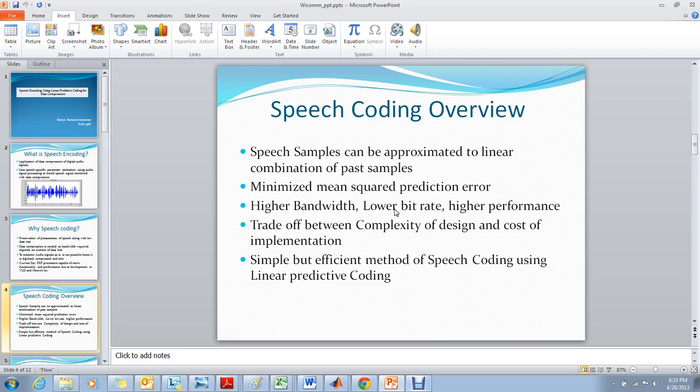The motivation behind speech coding is that because of digital communications evolution, the pressure for high bandwidth and lower error rate, and a better performance with a high quality of voice and intelligibility, should also be considered here. A simple but efficient method of speech coding is done using linear predictive coding.